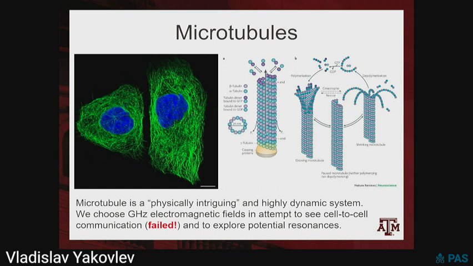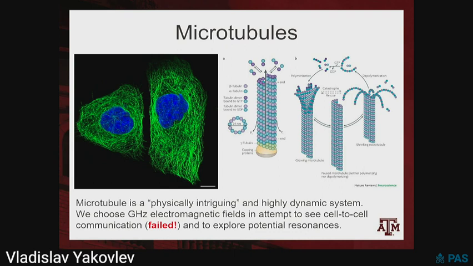Green fluorescence shows you the location of microtubules. You see there are plenty of those. They are relatively small, 20 nanometers in diameter, can be several microns in length, and it's a very dynamic system. So they are constantly polymerized, depolymerized, and it's an interesting system.